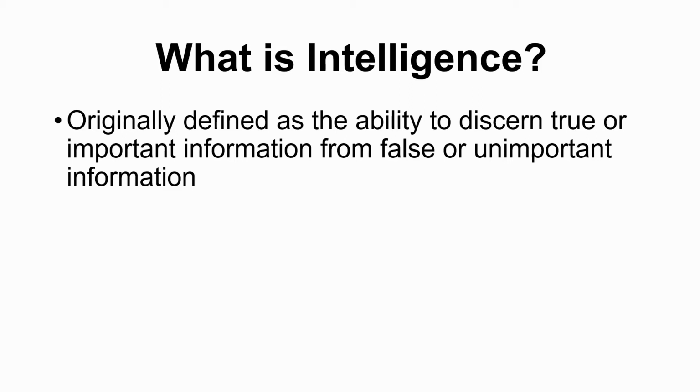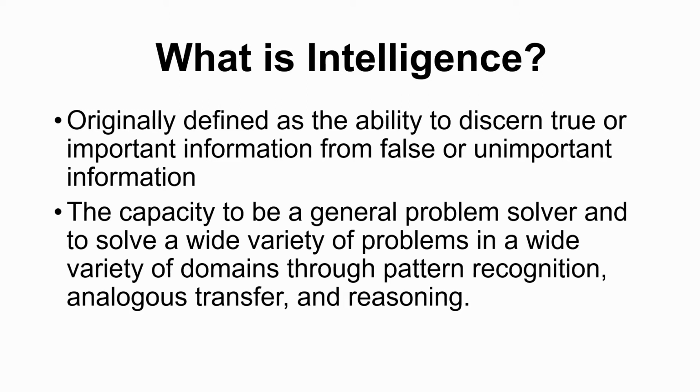So, originally, intelligence was defined as the ability to discern true or important information from false or unimportant information. So basically, can you look at all of the information that you're given and determine what's useful and what's irrelevant, and then move forward with just the useful information? So having that good ability to sort through information and classify it and then use it effectively in the future. And so if we expand on that, that's basically describing this ability to be a good problem solver. You can approach general situations, evaluate what's useful and what is not useful, and use that information to solve a fairly broad variety of problems in a bunch of different areas.